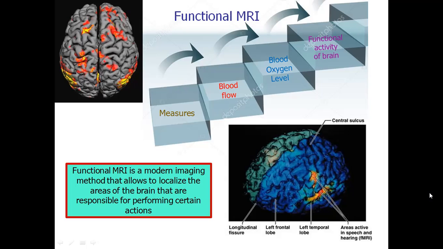Functional MRI is a modern imaging method that allows you to localize the areas of the brain that are responsible for performing certain actions. Functional MRI is aimed at determining the activation of areas of the cerebral cortex at rest, during mental work or physical exertion. During the examination, the patient performs special tasks. The device transmits information to the computer where the program performs mapping.